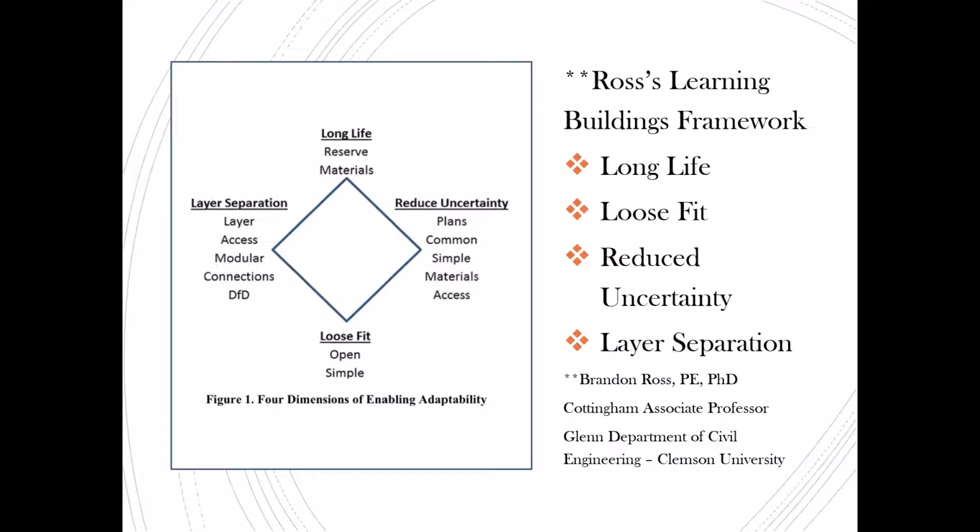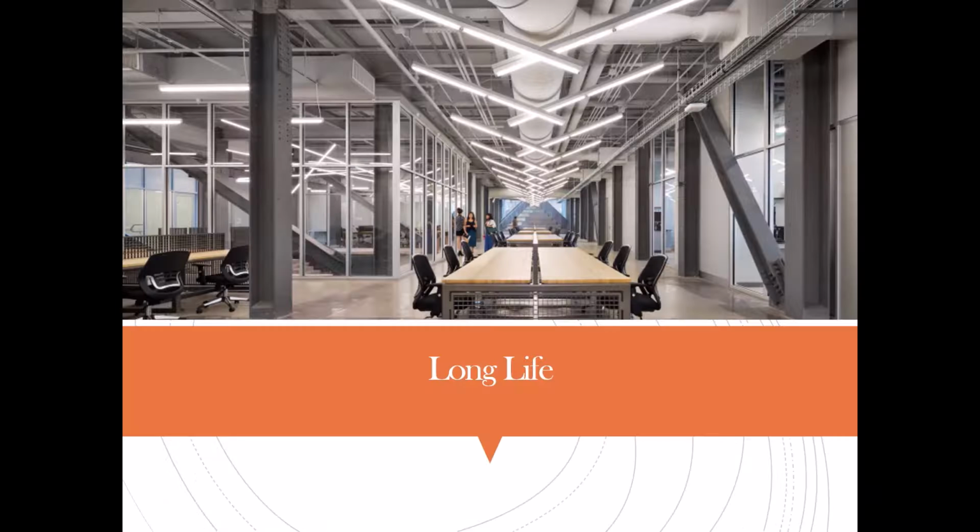Over the past couple of decades, there has been increasing research interest in DFA. Many design guides have been written to provide strategies to practitioners for designing adaptable buildings. One way to summarize all these strategies is Ross's Learning Buildings framework. This framework sees those strategies as enablers of adaptability, and it lays out four main dimensions of these enablers: long life, loose fit, reduced uncertainty, and layer separation. We'll go through each in turn.